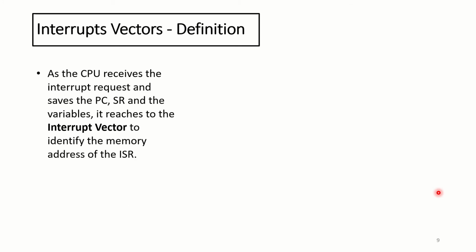In the interrupt handling process slide, we had shown what the interrupt vector was used for. As the CPU receives the interrupt request and saves the program counter, status register, and the variables, it reaches to the interrupt vector to identify the memory address of the ISR.